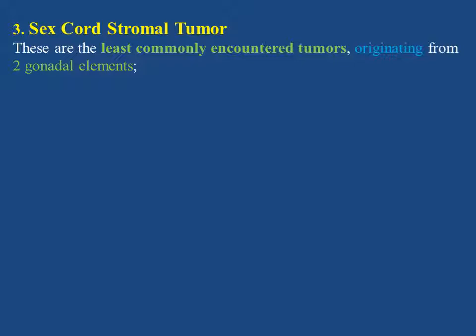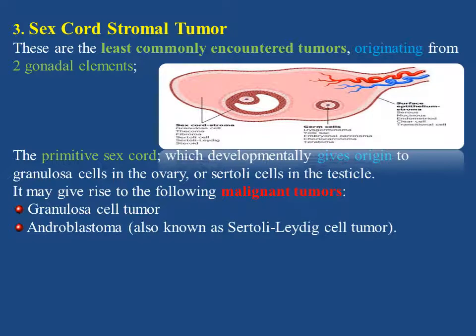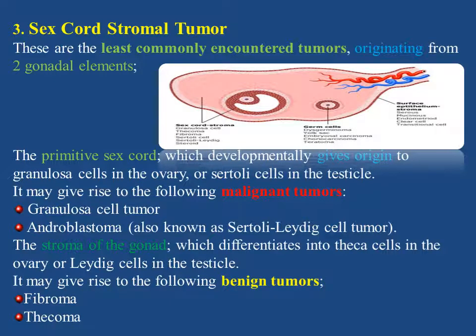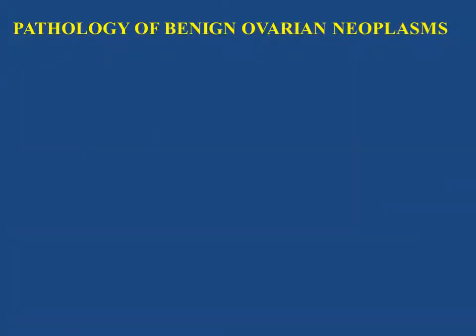The third one is the sex-cord stromal tumor. This is the least commonly encountered tumor. It originates from two gonadal elements. Either the primitive sex cord, which developmentally gives origin to granulosa cells in the ovary or Sertoli cells in the testicle, may give rise to tumors like the granulosa cell tumor or androblastoma, also known as Sertoli-Leydig cell tumor. Or the stroma of the gonad differentiates into theca cells in the ovary or Leydig cells in the testicle, giving rise to benign tumors like fibroma, and sarcoma.